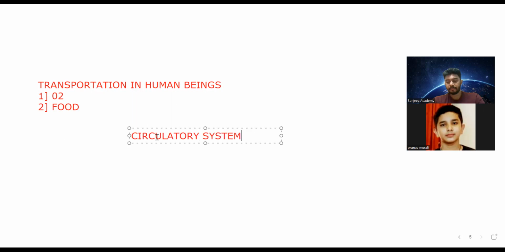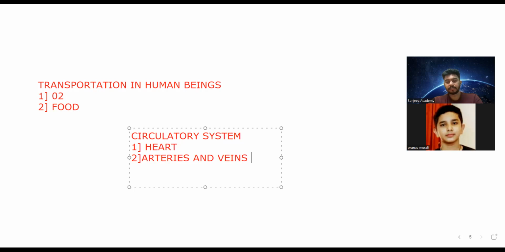Also write down here. Number one, the most important thing, the heart, the pumping organ. Second one, blood vessels, that is the arteries and the veins. All of these things we already know, but still. Arteries and veins, the blood vessels.